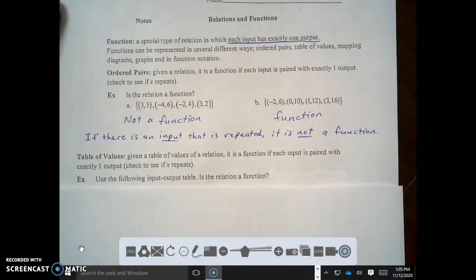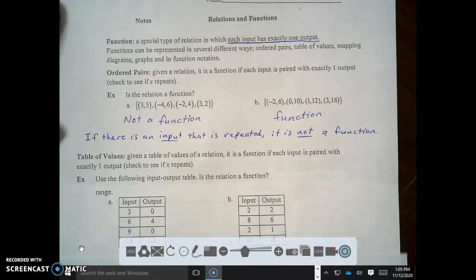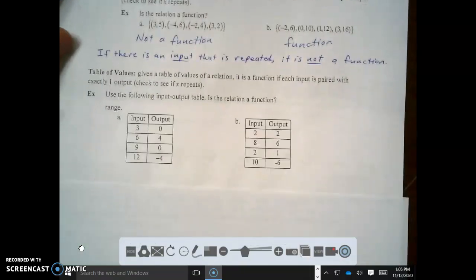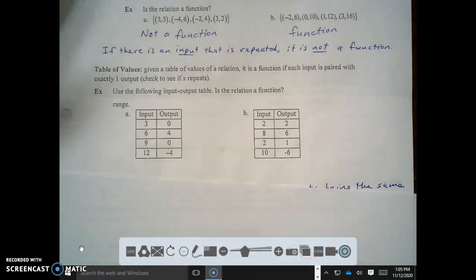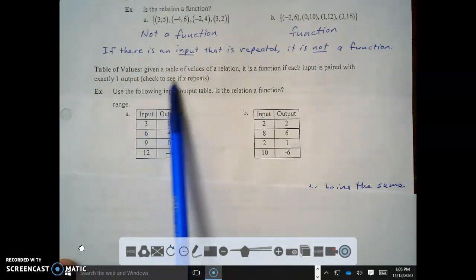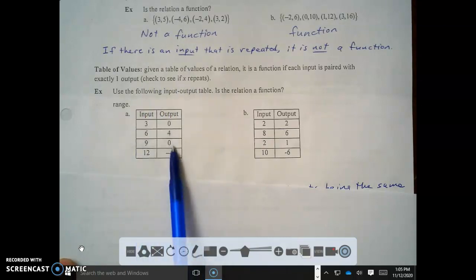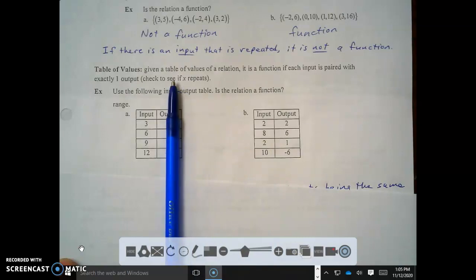Okay, so we're going to answer the same question now with a table. Is it a function? You do the exact same thing. It even says here, check to see if x repeats. We don't care if y repeats. Don't even look at the output to make this decision. You don't need it. That often causes problems.